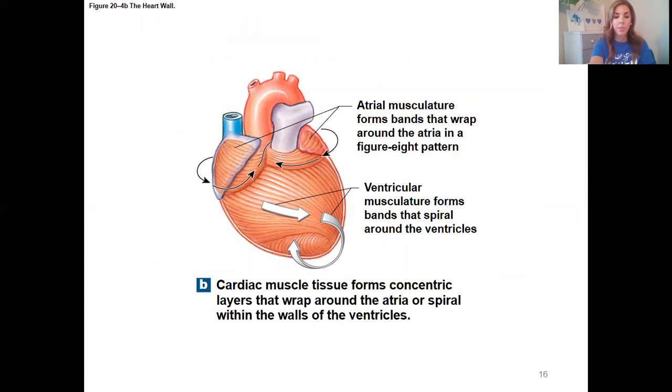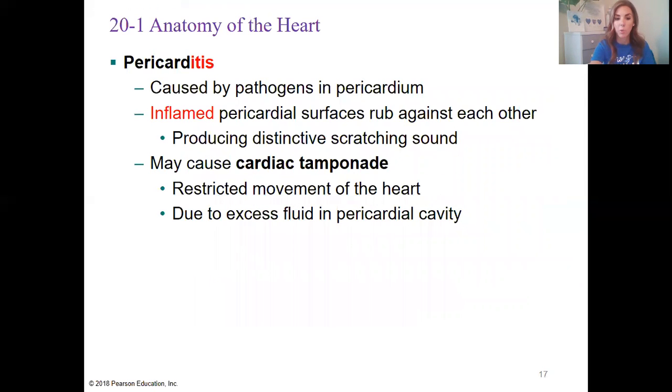All right, so you can see here this figure 8, as we see it again, how we have this cardiac muscle tissue forming these figure 8 spirals that are just wrapping around the heart. Okay, this wrapping around the heart in this figure 8 pattern is going to be reflected again whenever we talk about how the heart beats and the contractions that occur in order to move the blood around the different parts of the heart, which is what we are going to go into.